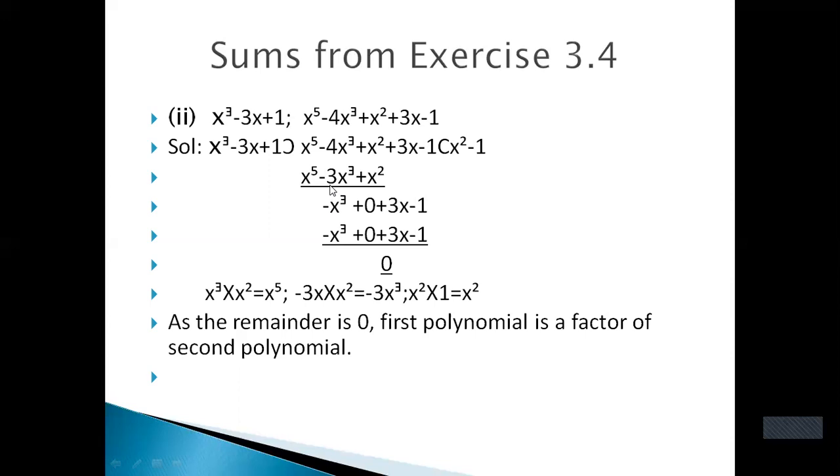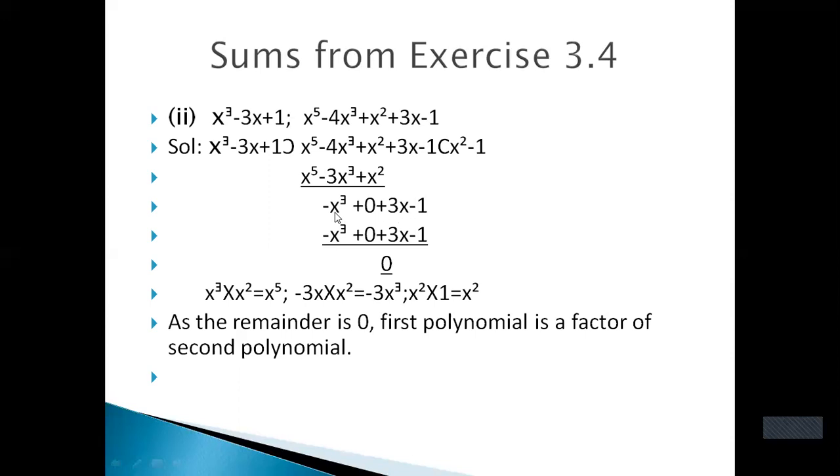Then minus 3x cube will change to plus 3x cube. So minus 4 plus 3, the result is minus 1. So here it is minus x cube. Then plus x square changes to minus x square, so plus x square minus x square, the value is 0. Bring the next two terms down, that is plus 3x minus 1.